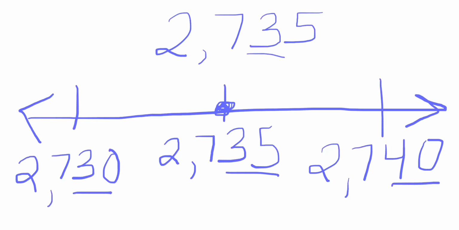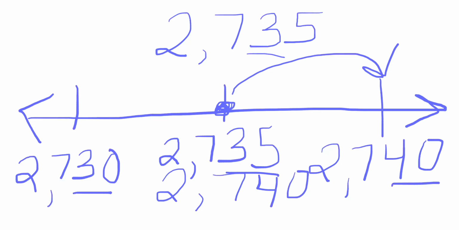I hope that you remember that when there is a 5, when it is in the middle, we always choose to round that number up. So, if we were rounding and there's a 5 right smack in the middle and that's where we're rounding at, we know we're always going to choose to round to the greater number. We're not going to round back. So, the answer to this problem is that 2,735 is going to be rounded to 2,740 because we go up when there's a 5.